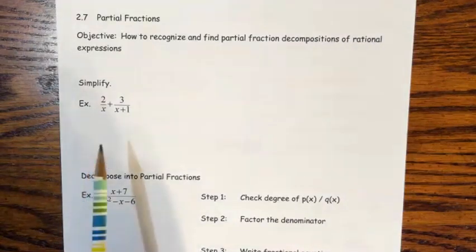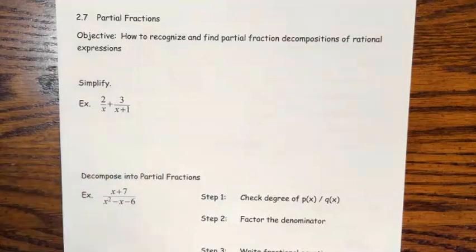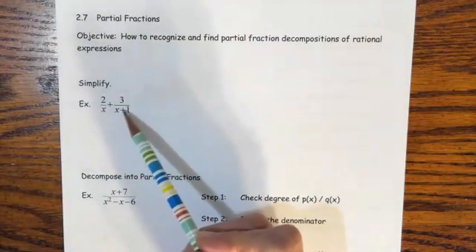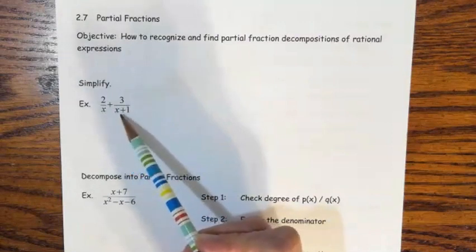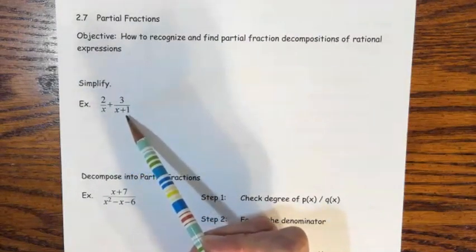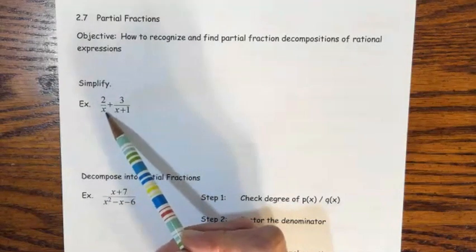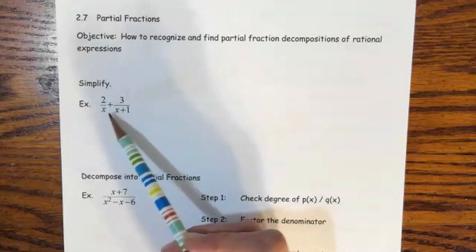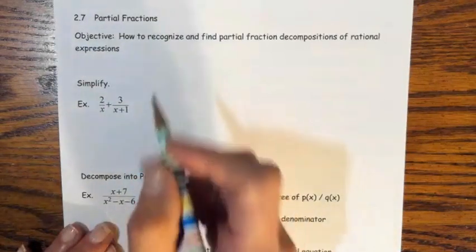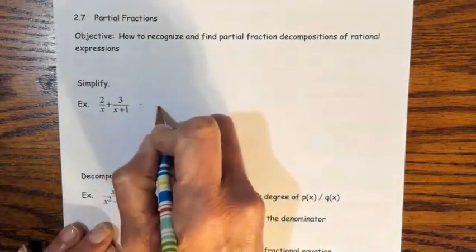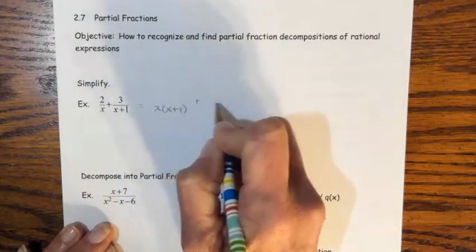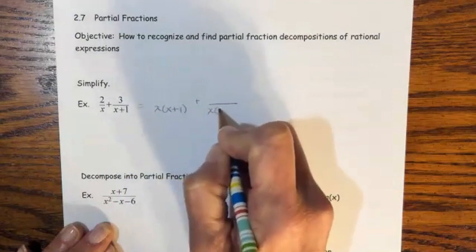So when we add fractions, again, you have to have a common denominator. So what you look for is, you take your denominators and you see, let's start with this one. Does x divide evenly into x plus 1? No, it doesn't. And does x plus 1 divide evenly into x? No. So these two together will be my common denominator. So my common denominator will be x times x plus 1.